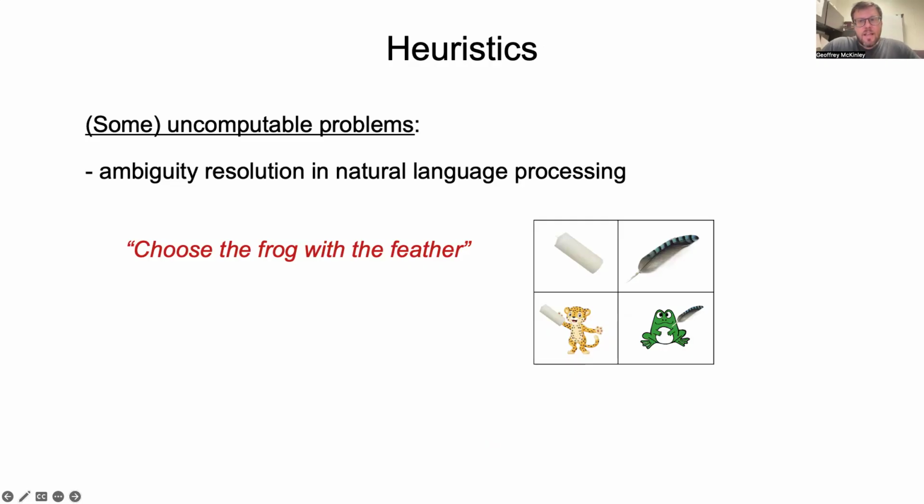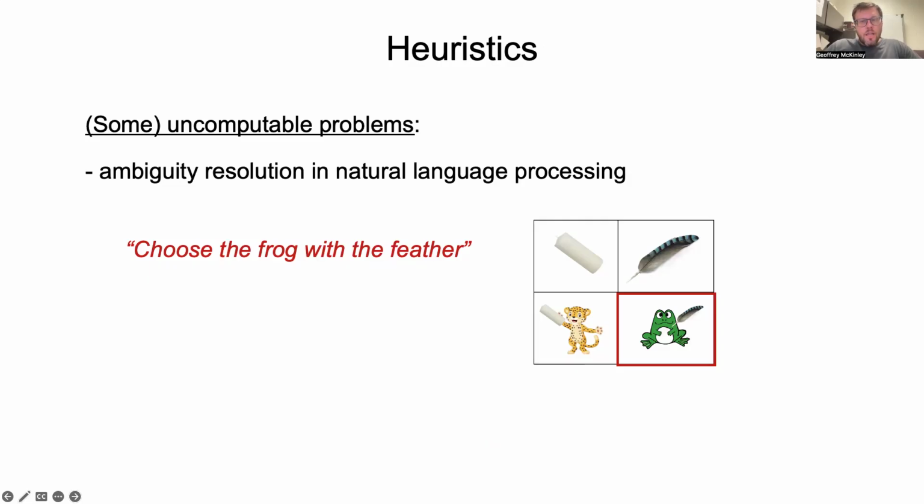And my guess is that many of you would have just gone straight to the frog. And you were probably confused when I said with the feather, because there's only one frog, right? So if there were two frogs, it would make sense to pick the frog with the feather, because with the feather describes which frog would be needed to be chosen, right?